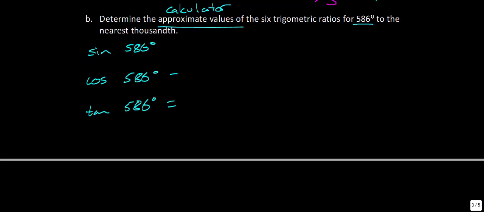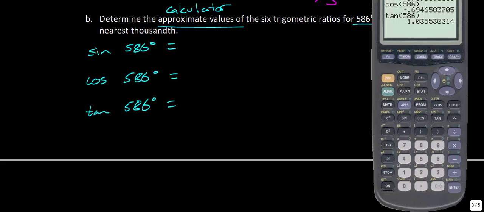Now I've taken the liberty of already putting these into my calculator. And when you do that, you're going to get the following that we have right here. It shows up that sine and cosine are going to give you negative values, and tangent is going to give you a positive one. I just want to go over that for a second.